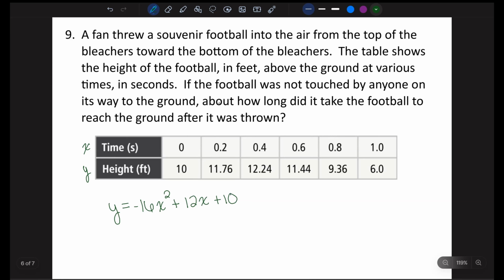Now it wants to know when it hits the ground, so think about this. They throw it when no time has passed, and then eventually it hits the ground somewhere way over here. That is your x-intercept. That means that you need to plug 0 in for y. Well, if you're good at factoring, then you could factor this, but we haven't talked about factoring in my class so far. So we are going to go ahead and use our calculator to help us with that.